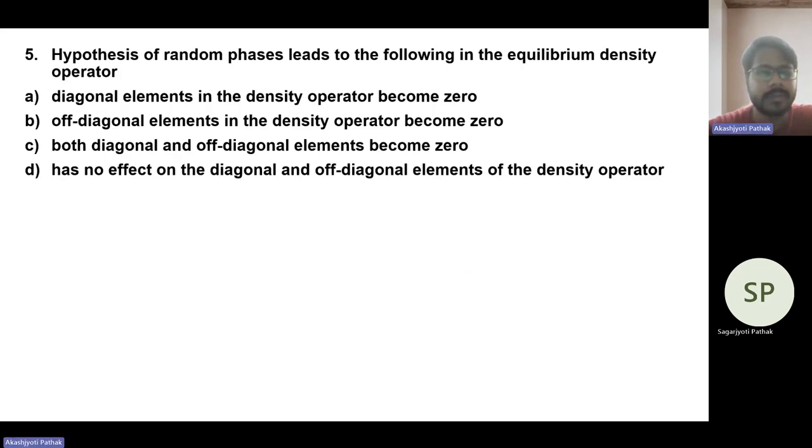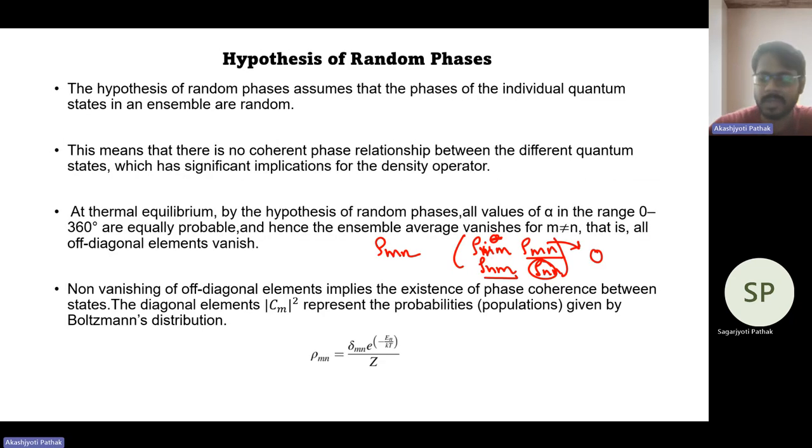So is this point clear? So what is this hypothesis of random phases telling us? The hypothesis of random phases is telling us that in thermal equilibrium, the off-diagonal elements become zero. If the off-diagonal elements are not zero, then that would imply that there is a phase coherence between the states. That is not the case. So in thermal equilibrium, these off-diagonal elements become zero.